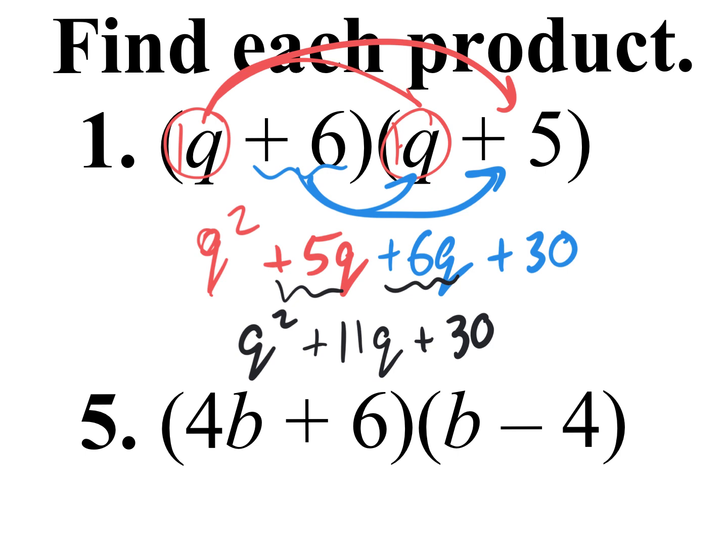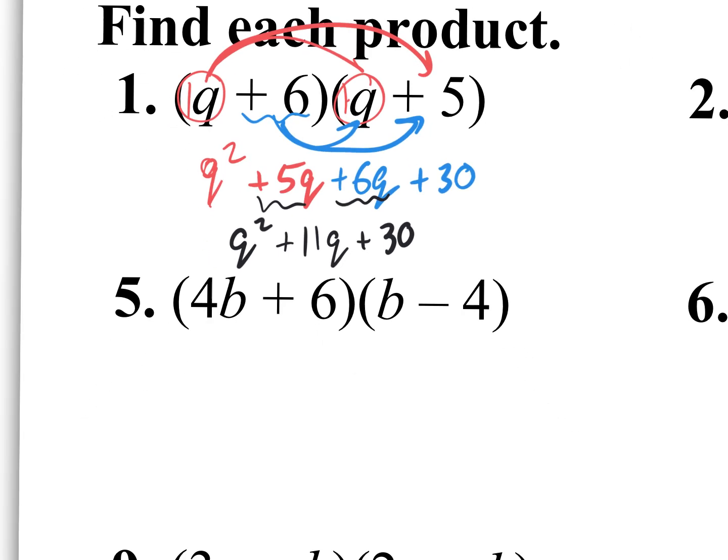So q squared plus 11q plus 30. Keep in mind, distribute quadratic trinomial, that's right. Distribute 1 term at a time and then combine your middle terms if you can. Most of the time you will, but sometimes you won't.